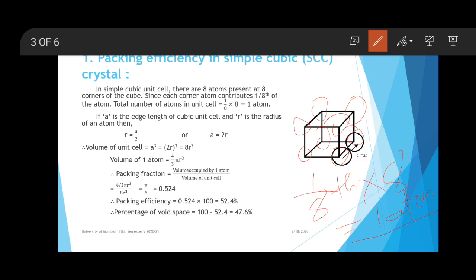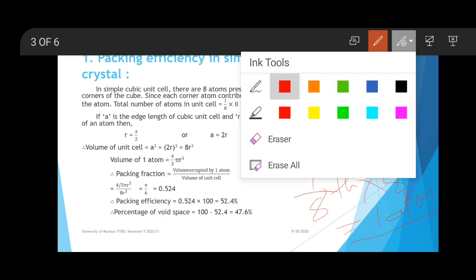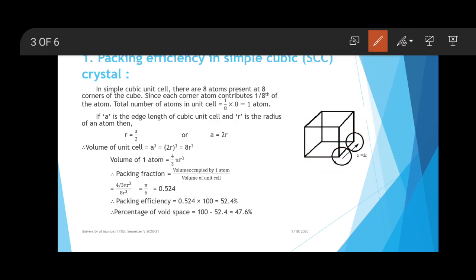Now in that case, let A be the edge length of the cubic unit cell and R the radius of that atom. What is this A? A is the edge length. Let's say this is the edge length A, and R is the radius of that atom.